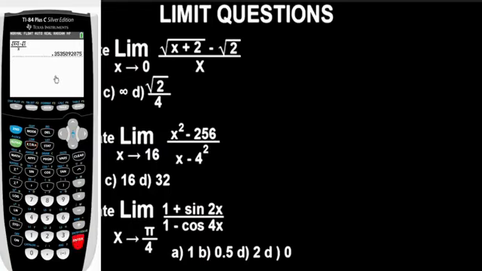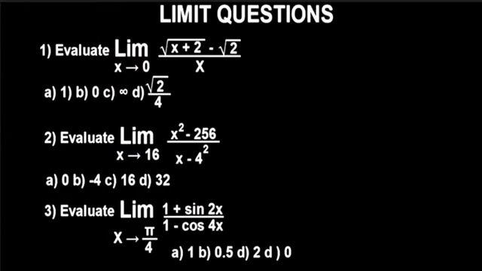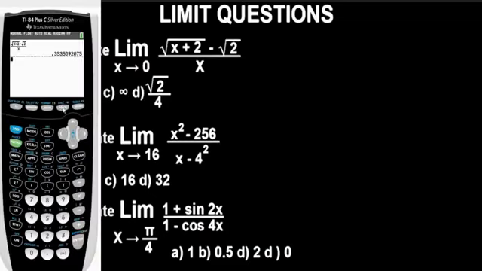So we have 0.35. So right now we are going to check the options. Anyone that gives us 0.35 will be the answer. Basically, it has to be option D, because it can't be A, it can't be B. So let's check option D, which is square root of 2 over 4.